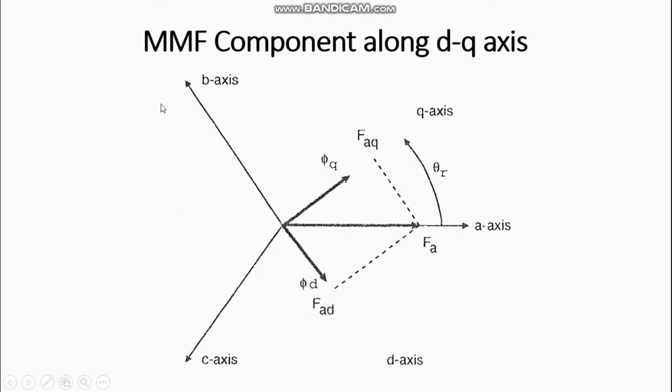Now see, these are the MMF components along the DQ axis. This you already know. This theta r, here we are considering that this rotating reference frame is rotating at the speed of the rotor, which means it is attached to the rotor, right? So basically our transformation matrix will be Ks with raised index r, that indicates it will transform everything to our rotating reference frame that is attached to our rotor.